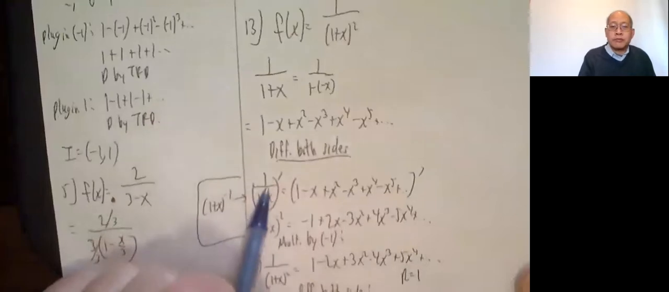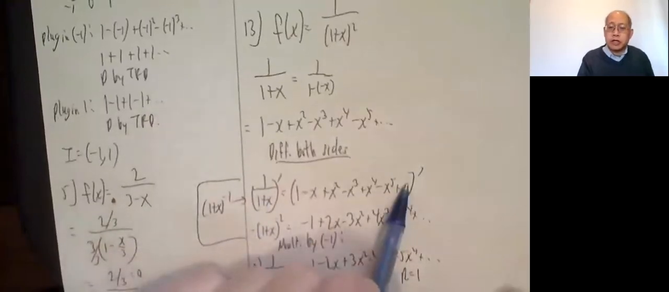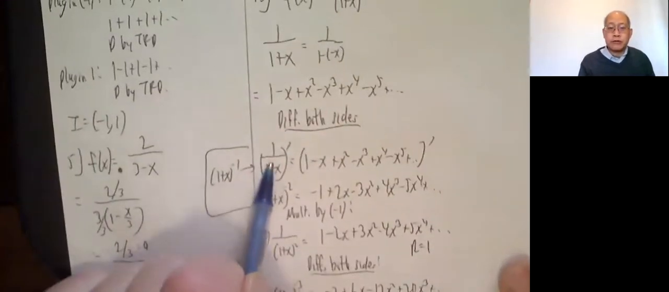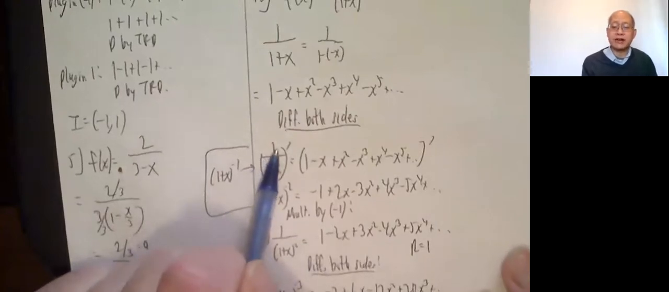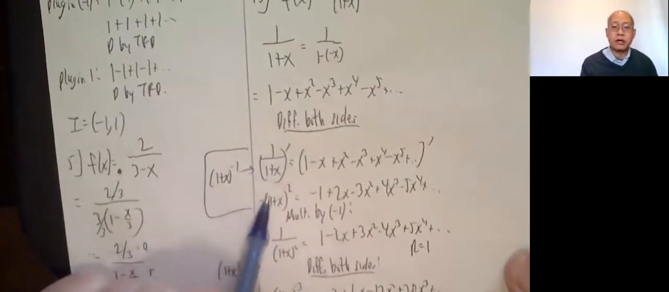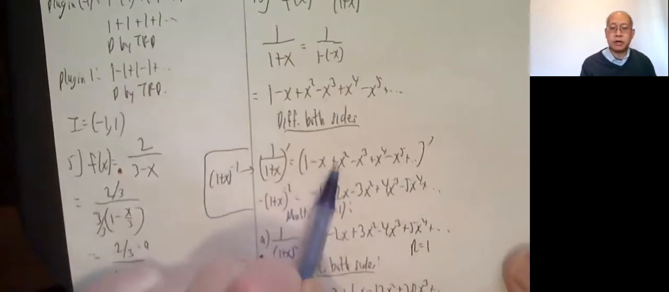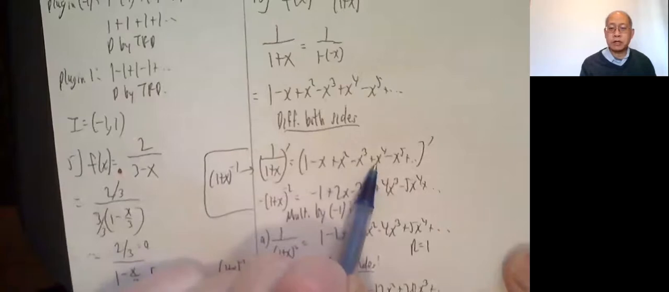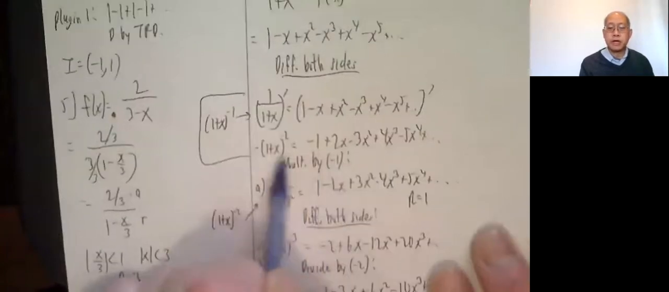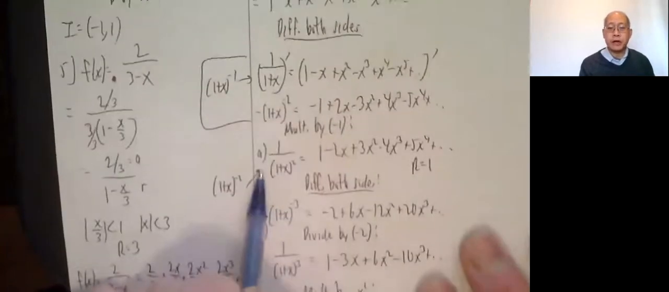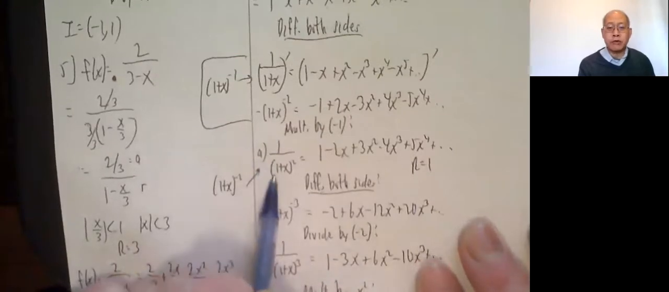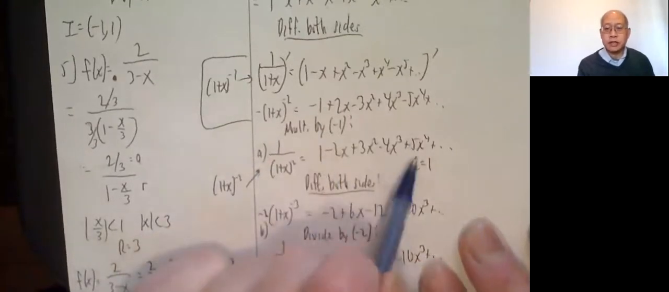So 1 over 1 plus x prime is the derivative of all this, differentiate term by term. So the derivative of this, think of it as 1 plus x to the -1. That'll be -1, 1 plus x to the -2. Differentiate all that, that's nothing. -1 plus 2x minus 3x squared plus 4x cubed minus 5x to the 4th. Multiply both sides by -1, and you have the answer to part A. 1 over 1 plus x squared is all this. Radius of convergence is 1.